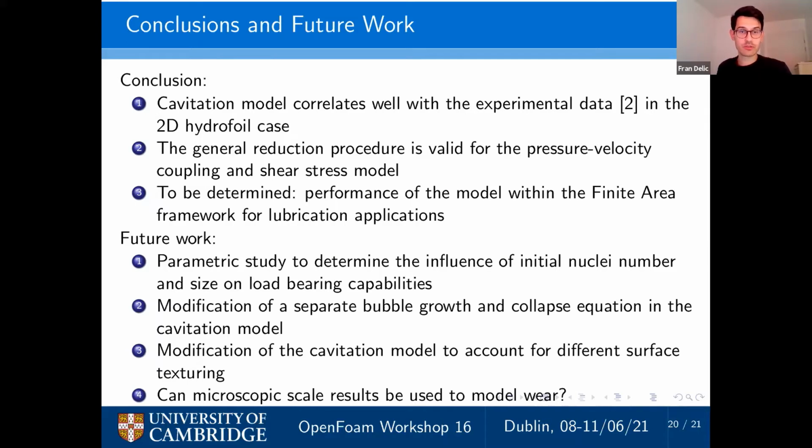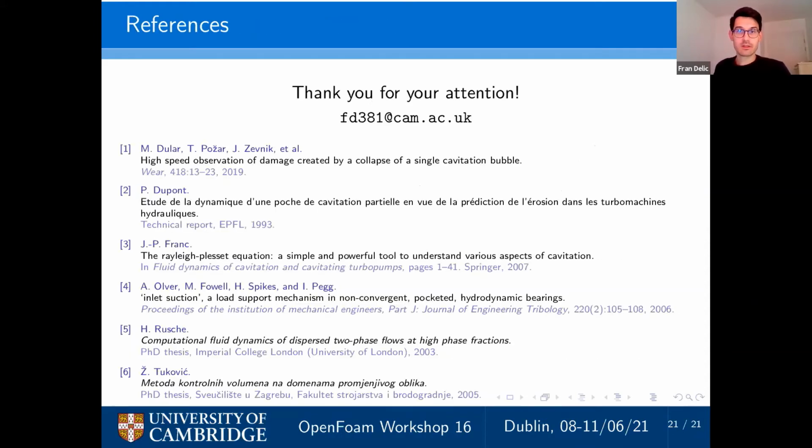Future work is to do a parametric study to determine the influence of initial nuclei number and size on load-bearing capabilities. Next, I can implement a modification into the Schnerr-Sauer model to have separate bubble growth and collapse equations in the cavitation model. I can modify the cavitation model to account for different surface texturing. So highly textured surfaces would be a source of more initial bubbles. And the big question is, can microscopic scale results, as shown in the beginning of the presentation, be used to model wear?